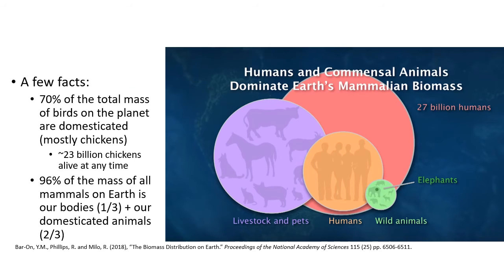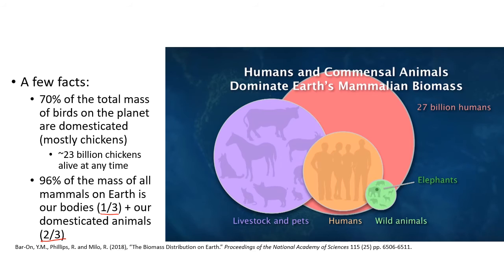Okay, so a couple more facts just to throw at you. 70% of the total mass of birds on the planet are domesticated. Most of those are chickens. There are about 23 billion chickens alive at any moment. So between 2/3 and 3/4 of the entire biomass of birds is domesticated. 96% of the biomass of all mammals on Earth is our bodies plus our domesticated animals. About 1/3 of it is us, and about 2/3 of that 96% is domesticated animals.